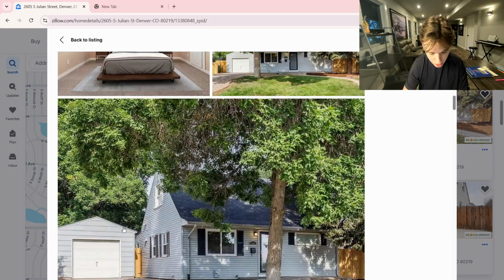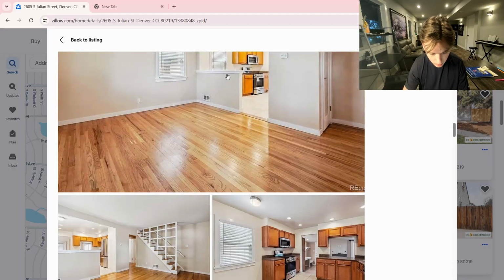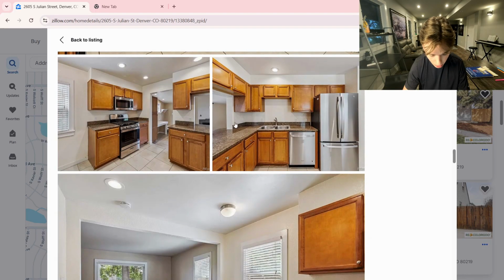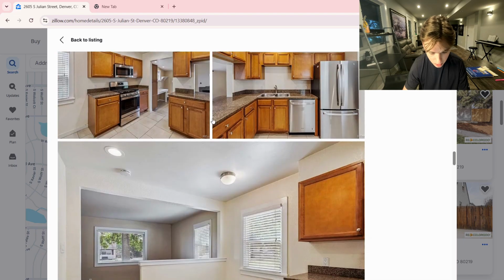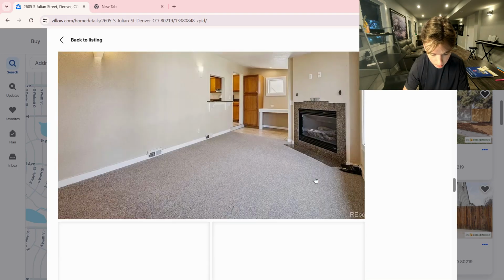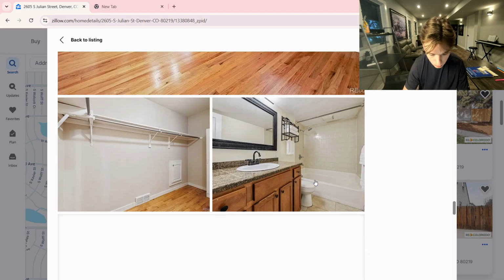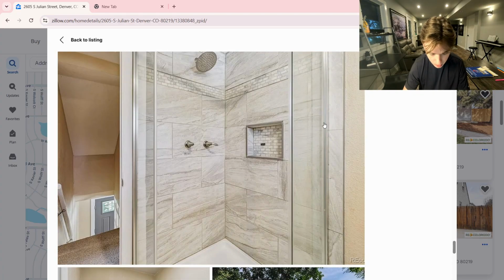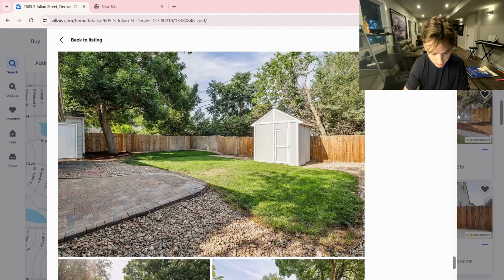Same pitched ceiling, has a garage. Now this is definitely outdated, I can tell. Nobody likes these brown cabinets anymore. It needs new countertops. This looks like just a basic rental house to me. But bathroom is nice.